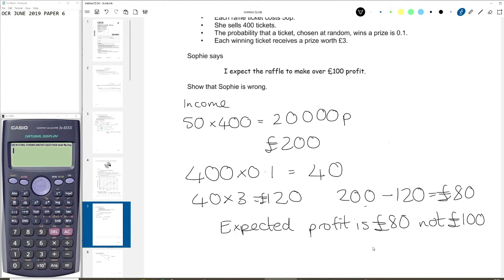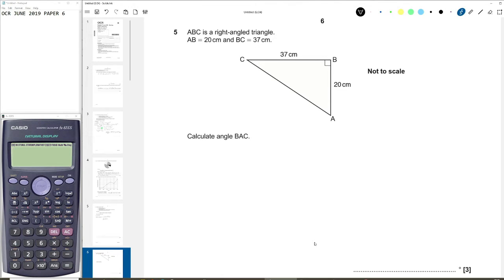Question 5. ABC is a right angled triangle. AB equals 20 centimeters and BC equals 30 centimeters. Calculate the angle BAC. So angle BAC is this angle here, and I'm going to label it, let's say, X.